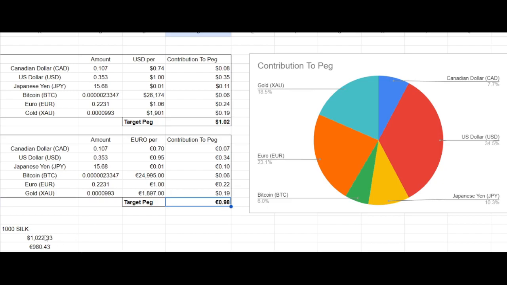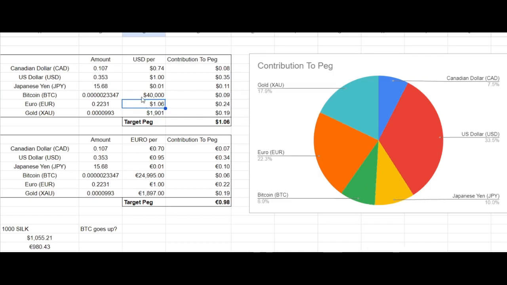So we'll start with a simple example over here. At the beginning, it's 1,000 Silk with this current peg, worth $1,022 and 980.43 euros. So we'll start another column right here that says essentially, what if Bitcoin goes up? If the price of Bitcoin goes up, what's going to happen to the basket over here? So if example one is Bitcoin goes up, imagine here that Bitcoin skyrockets to $40,000. What happens to the peg?